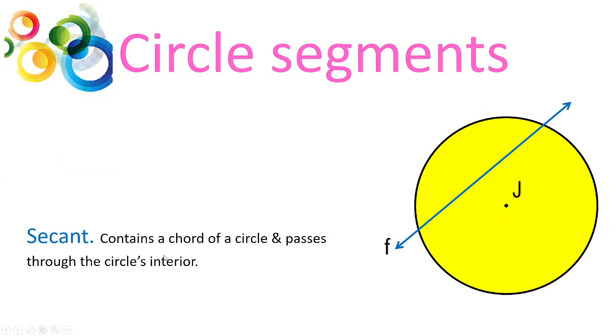And for the secant, it contains a chord. So as you see here, if we recolor that, that's a chord contained by the secant, and it passes through the interior of this circle.